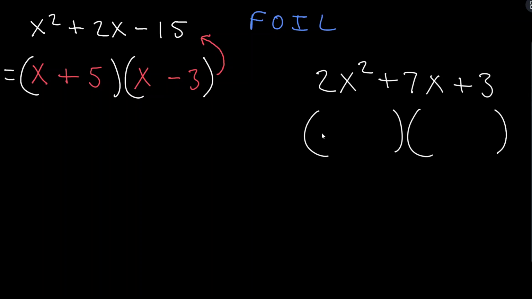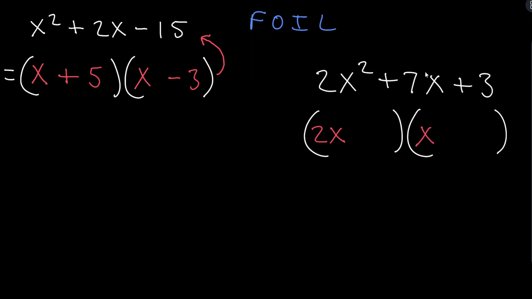The first is that we can't just write x and x, but we can still use the same idea: the only way to get an x squared term from FOILing this is by multiplying the two x terms, the first terms in the binomials. So whatever these are, they need to multiply together to be 2x squared, and since 2 is prime, we can actually just fill in 2x and x. We can go ahead and fill that in.